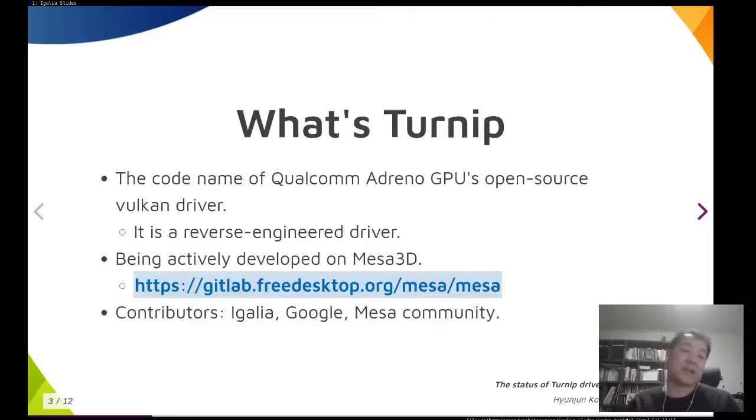And Turnip is being actively developed in the Mesa community. That is an open source project for graphics implementations of OpenGL and Vulkan for various GPUs, and that is serviced on freedesktop GitLab for now. You can find the link in this slide, and you can visit it. Contributors to Turnip include people working for Igalia, like me, people working for Google, and people working for others. And I think I will have a chance to mention these brilliant people later in this presentation.